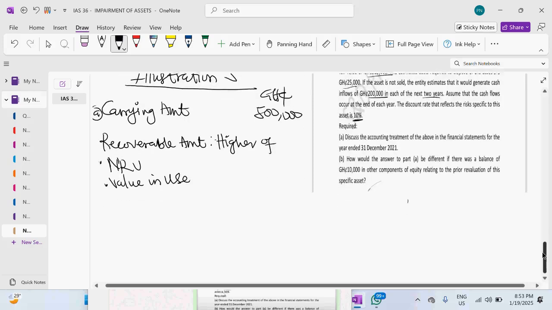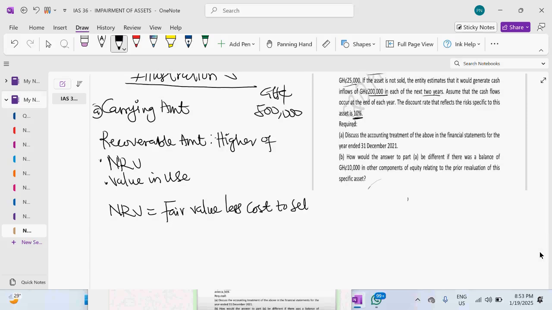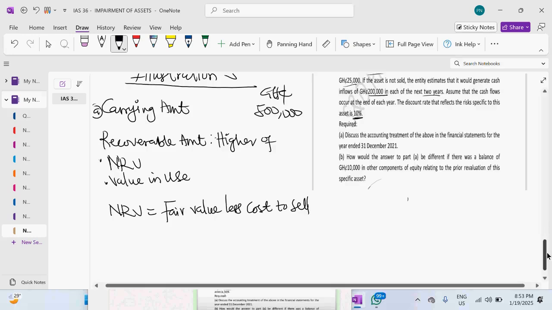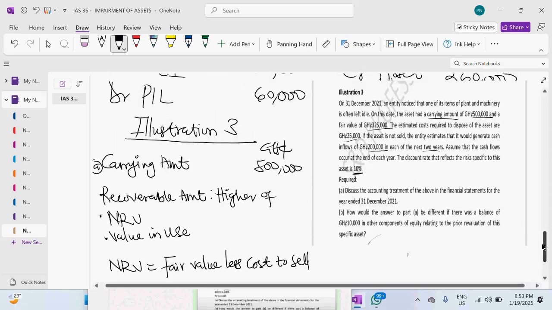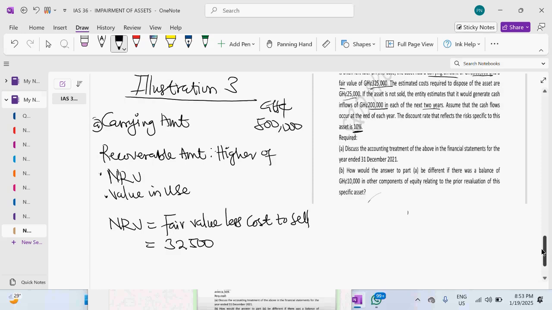Okay. So now, what is our net realizable value? Net realizable value is the fair value less cost to sell. So what is our fair value from the question? The fair value is 350,000.